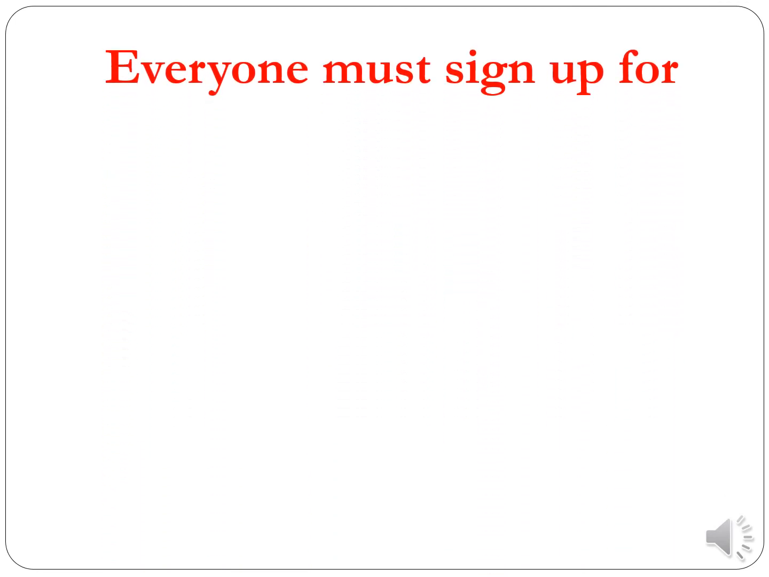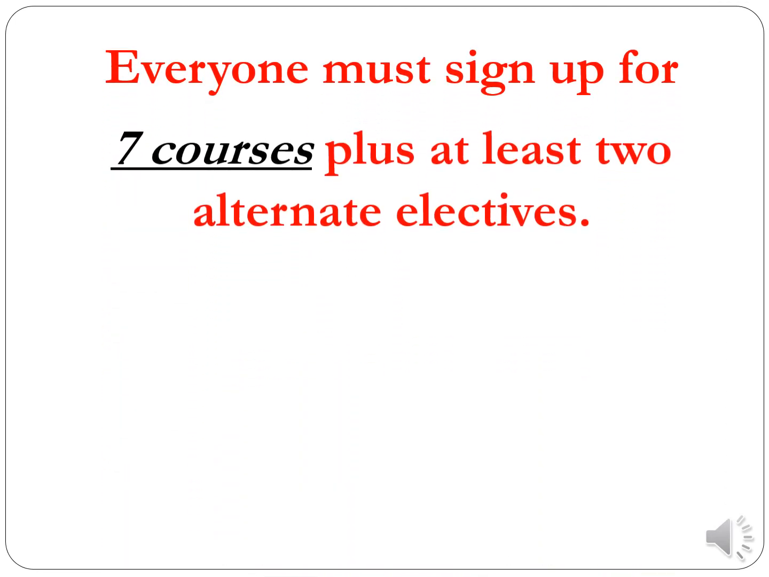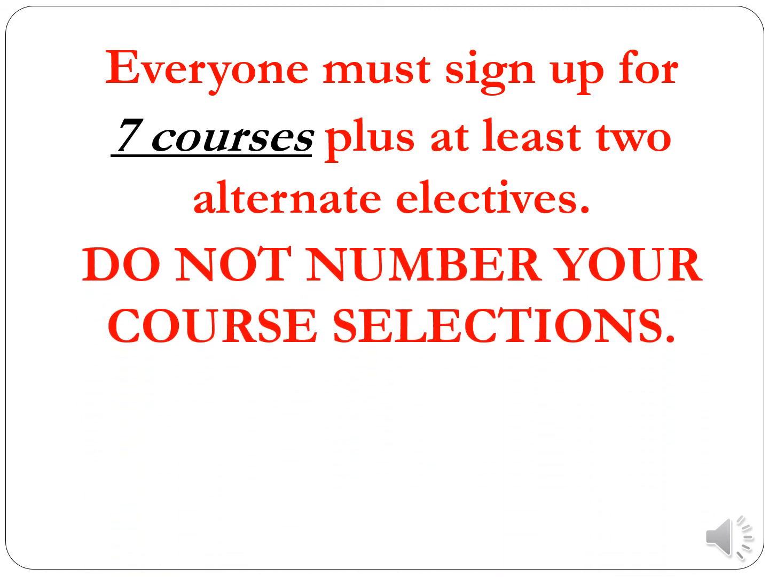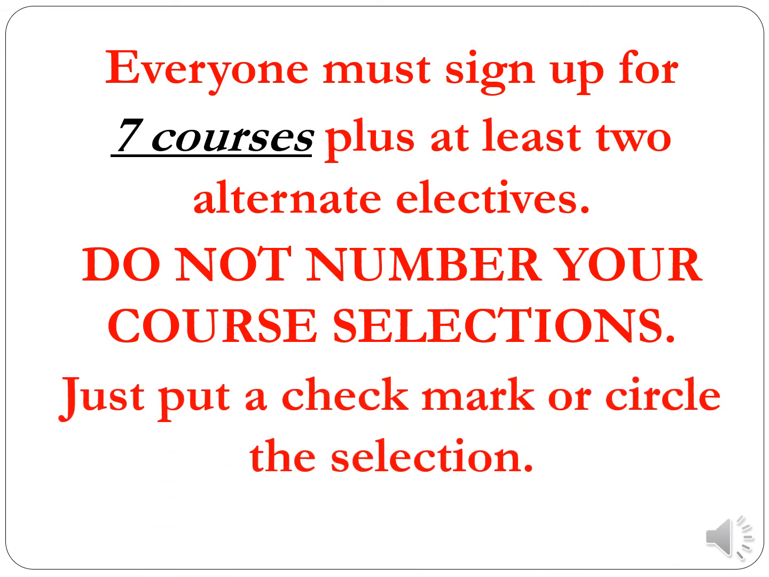Okay, everybody must sign up for 7 courses plus at least 2 alternate electives. You do not need to number your course selections. However, just put a check mark or circle the selection. Make sure that if someone else, such as your counselor, is looking at your sheet, it makes sense. If you need to make an adjustment, just put a line through the wrong course and circle the correct one.